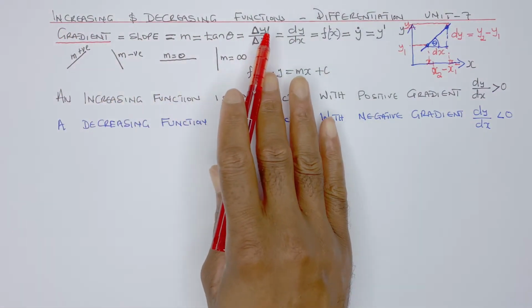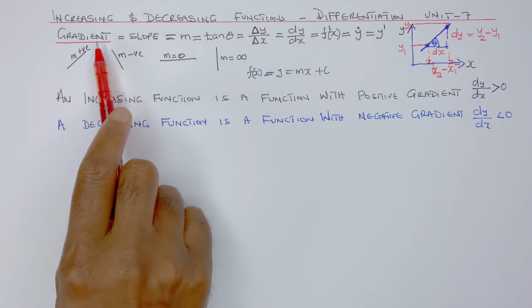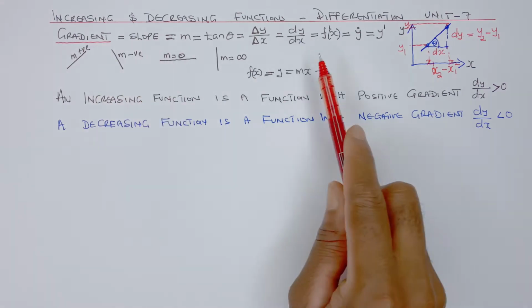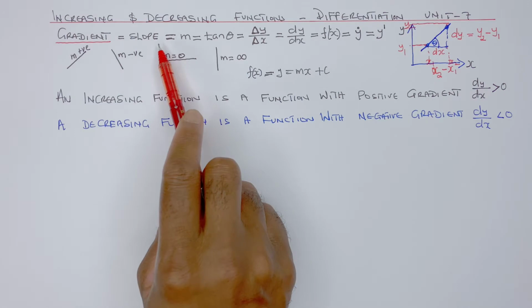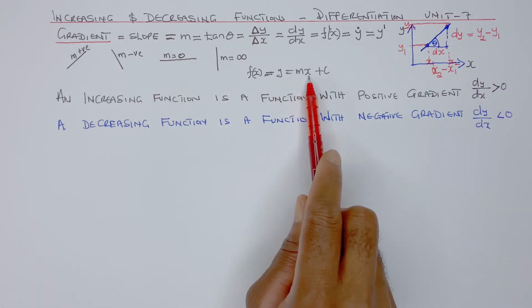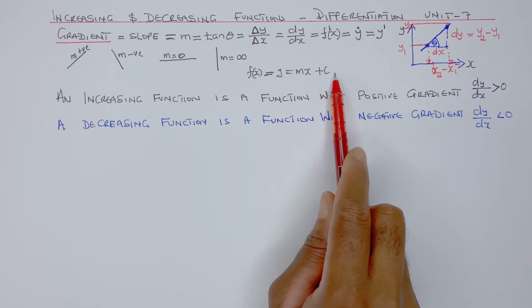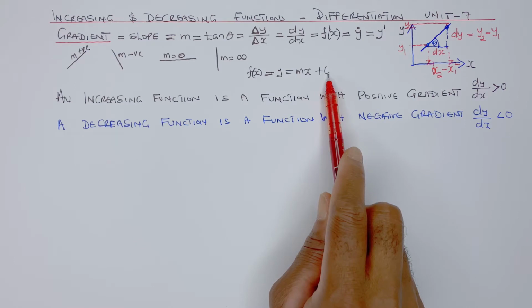Increasing and decreasing function, differentiation, unit 7. First of all, we talk about gradient. Gradient is also called slope, the slope of a line, how steep the line is. Sometimes it's referred to as m in y equals mx plus c, the equation of a straight line, where m is the gradient, c is the intercept on the y-axis.